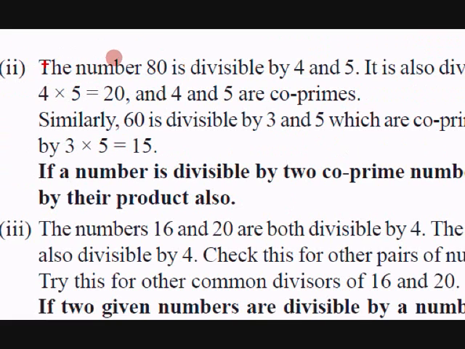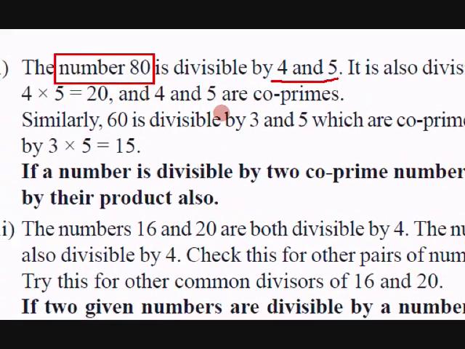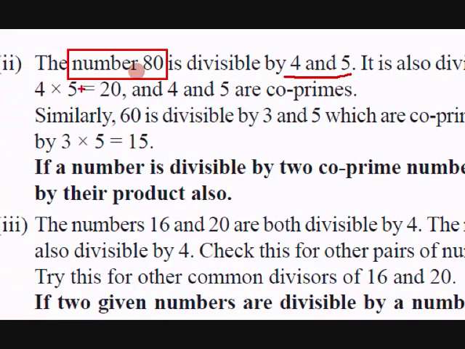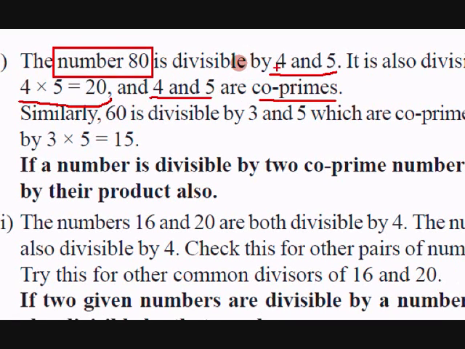Let us take an example. The number 80 is divisible by 4 and 5. It is also divisible by 4 into 5, which is 20. 4 and 5 are co-primes. So 80 is divisible by 4, 5 and 4 into 5. 4 into 5 is 20, and 20 times 4 is 80. So look at that, 80 is divisible by the product too.